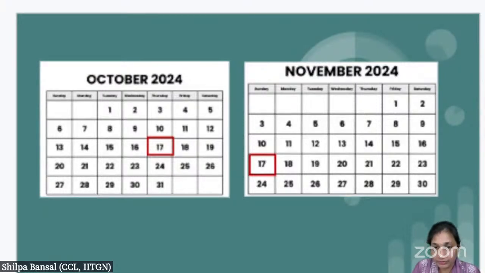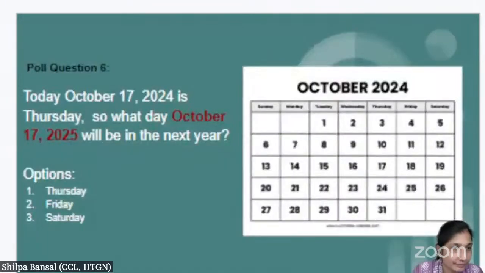We are taking a big jump here. Poll 6, the sixth question. Now I'm asking what will be 17th October 2025? It is a very big one. Now we calculated with a small one, 1 month. Now I am calculating 1 year. What can you tell me in 1 minute? What will be this one?